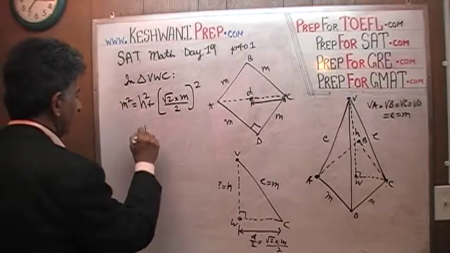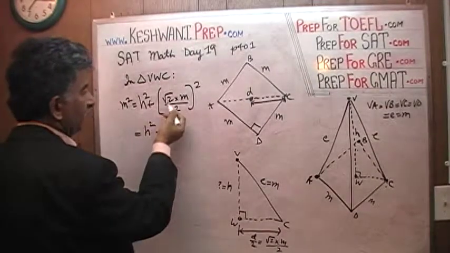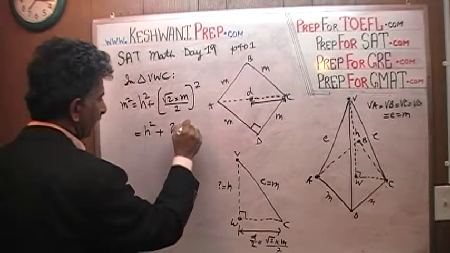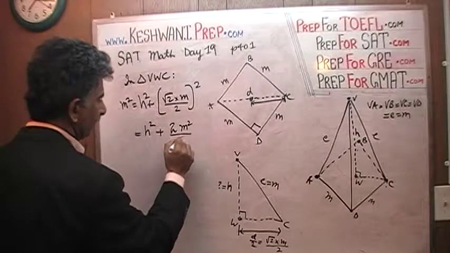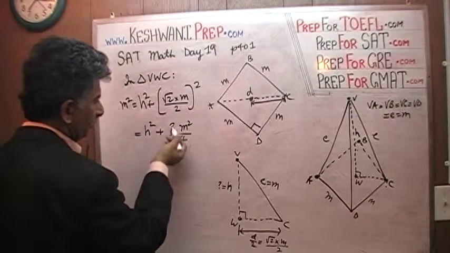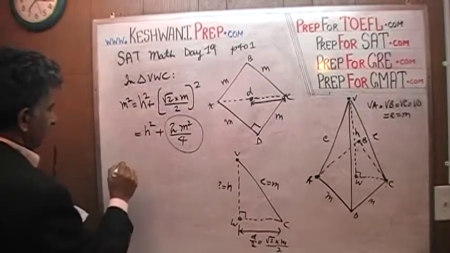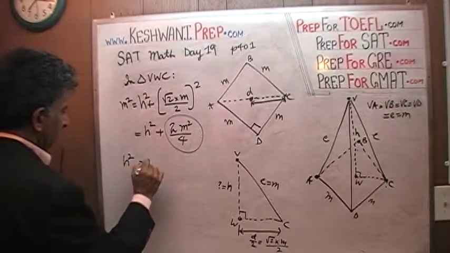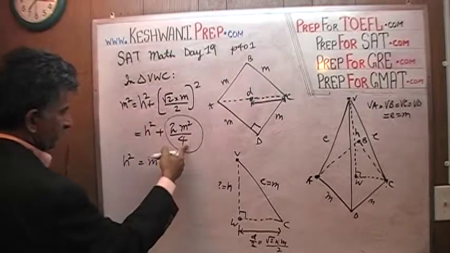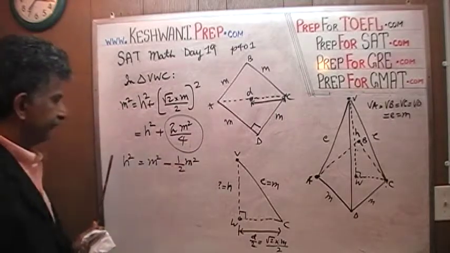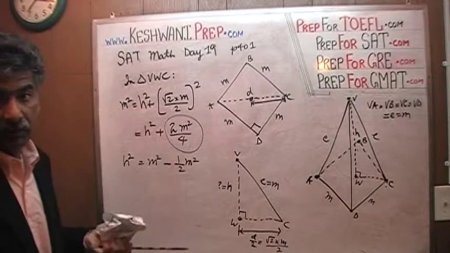We'll simplify it. H squared equals, the square of root 2 is just 2. M squared is m squared, and then 2 squared is 4, which boils down to 1 over 2. Bring this quantity to this side, so h squared equals m squared minus this quantity right here, which we just found out is half m squared. M squared minus half m squared is just half an m squared.